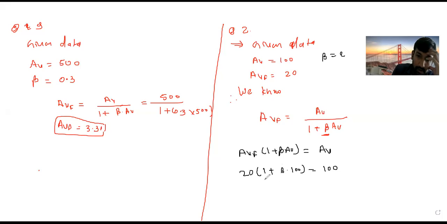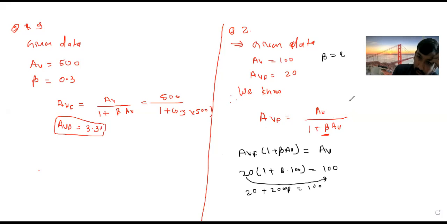100, right? So multiply this 20 plus 2000 beta is equal to 100. Otherwise you can shift this towards this directly. Shift it and find out the answer. It is possible to find out, all of you.